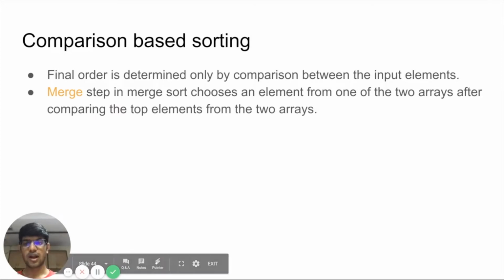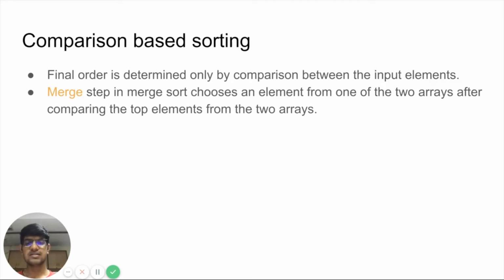Now let us look at what are comparison-based sorting procedures. If the final order is determined only by a comparison between the input elements, then such a sorting algorithm is called a comparison-based sorting algorithm. In the merge step of the merge sort procedure, we choose an element only from one of the two arrays after comparing the top elements of the two arrays. Hence, by definition of the comparison-based sorting algorithms, merge sort is a comparison-based sorting algorithm.